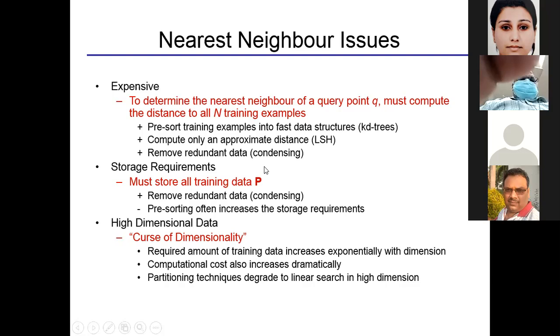Then the storage requirement is also very high, because before the condensing, we need to store all the training data. For the pre-sorting, you need storage capacity. So the storage requirement is also very high.